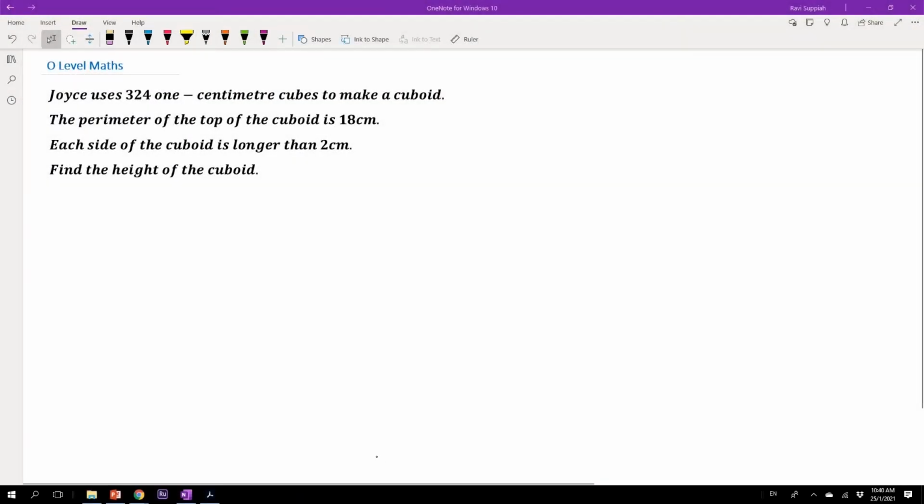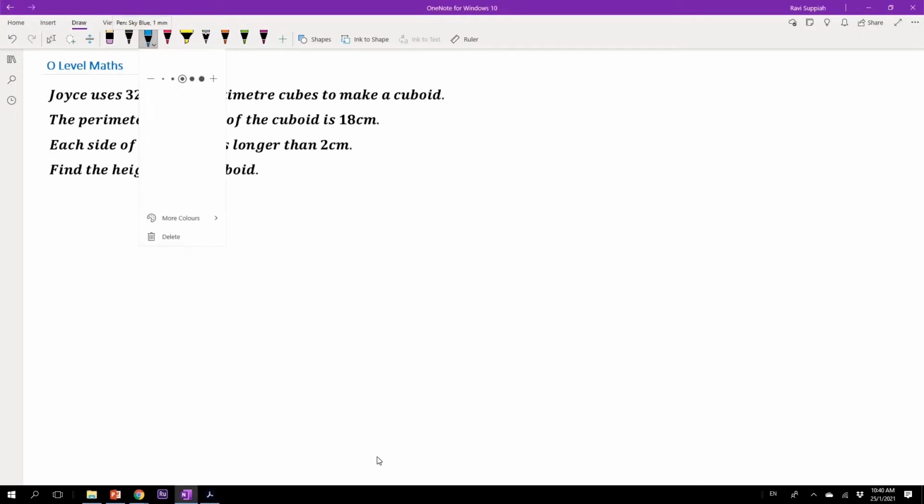Hi, in this question, we are told that Joyce uses 324 1 centimeter cubes to make a cuboid. The perimeter of the top of the cuboid is 18 centimeters. Each side of the cuboid is longer than 2 centimeters. Find the height of the cuboid.